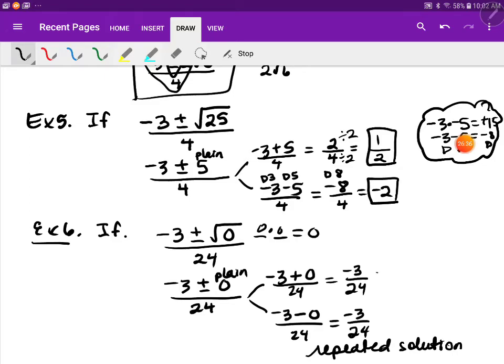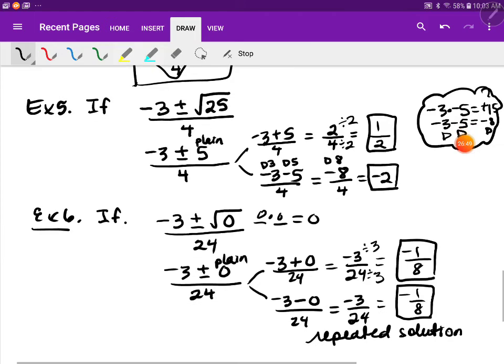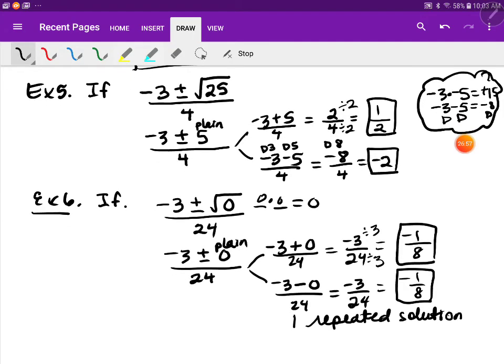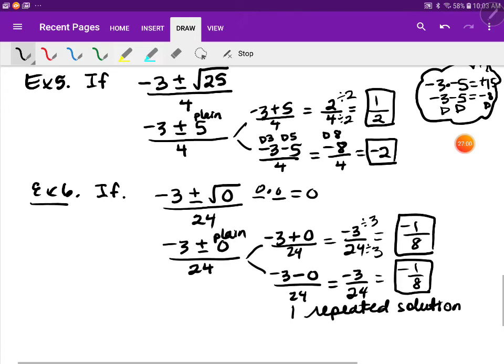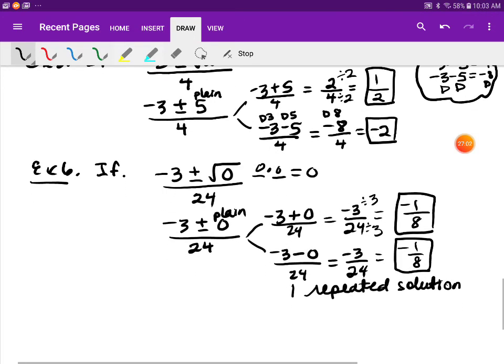Okay. This one, it doesn't divide evenly, so I'm going to reduce it, divided by 3. So -1 divided by 8. And this is also -1 divided by 8, because it's exactly the same. So it has two answers, but they're repeated. So some people call it one answer, some people will call it one repeated solution, or they'll call it two solutions. Depends how you want to consider it. Okay. But they are two matching solutions.